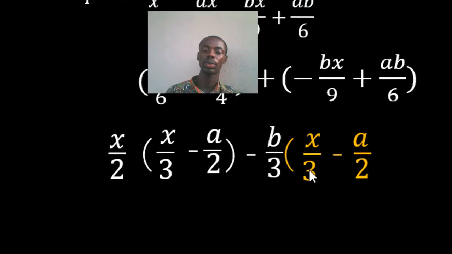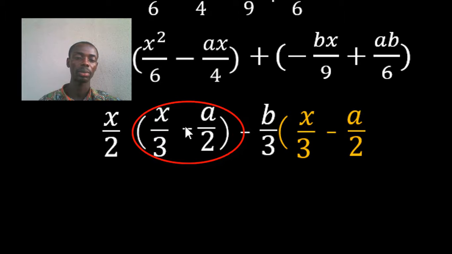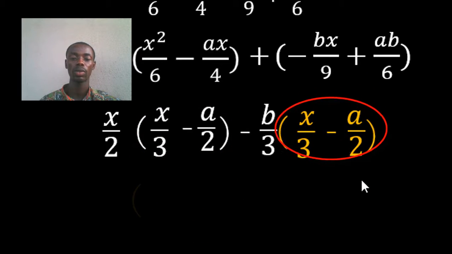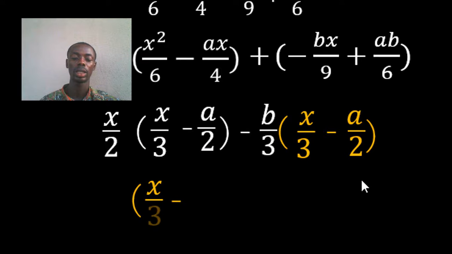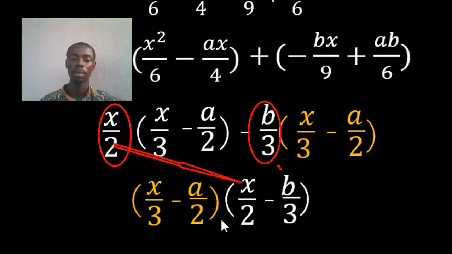That's 2. The parenthesis. But before we close the parenthesis, do we have a common factor already? This is x over 3 minus a over 2. This is x over 3 minus a over 2. Okay? So I think we have a common factor already, and I can just pick one of them because it's common. Then I can say x over 2 minus b over 3.